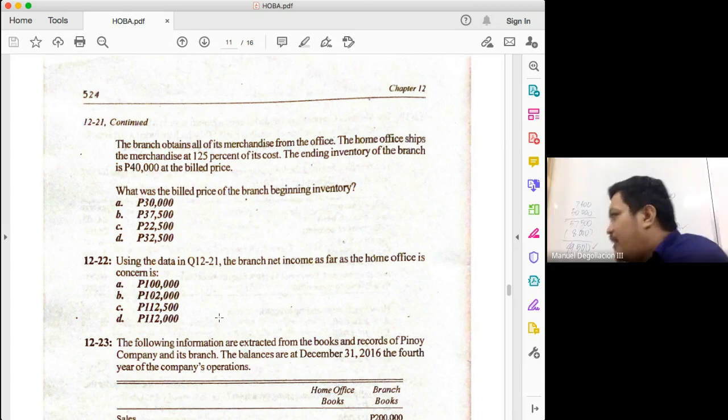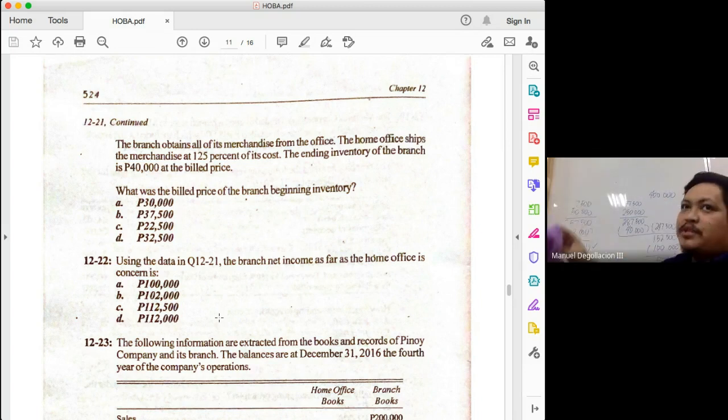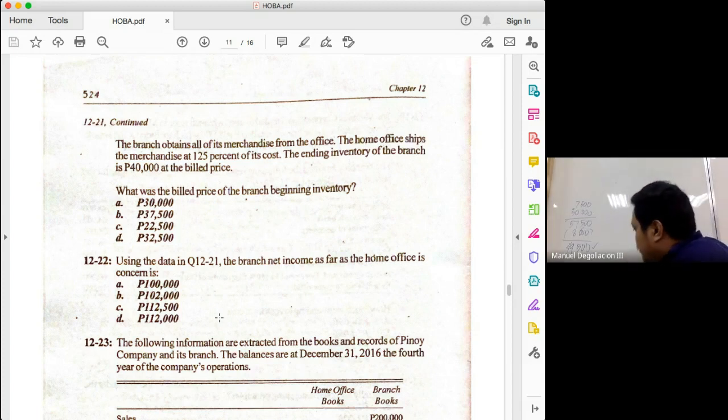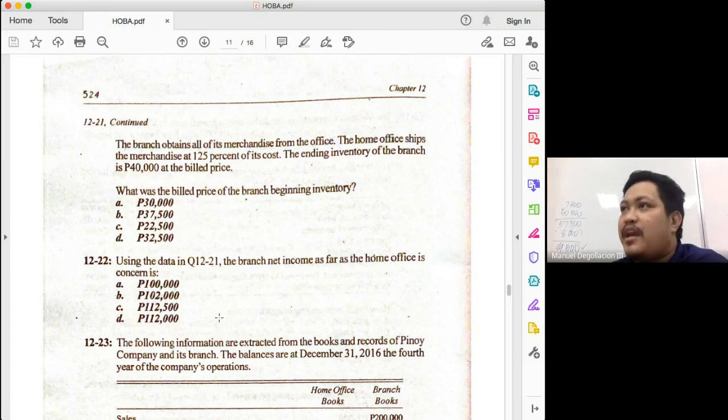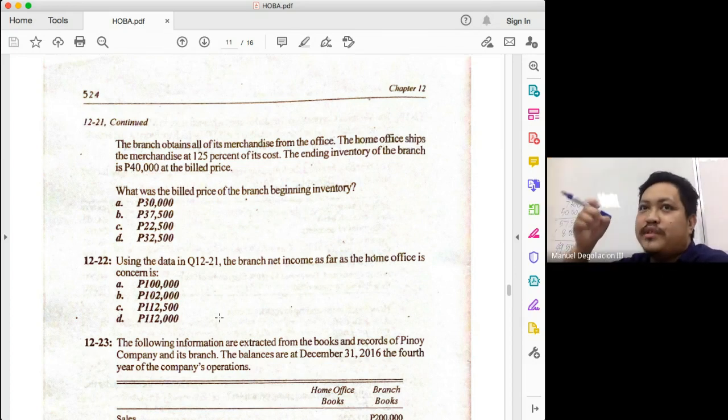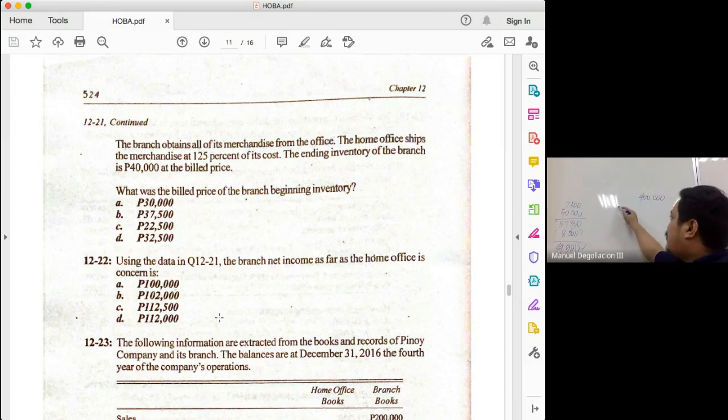Okay? Final alternative solution. Solve for the branch profit, but this time use the true cost for everything. We still begin with sales of 400,000 and then solve for cost of goods sold. Where do we begin with our cost of goods sold? We begin with the beginning inventory, but this time we will use the true cost. How much was the beginning inventory we have solved earlier? 37,500, but that was at billed price. How much is your beginning inventory at cost?